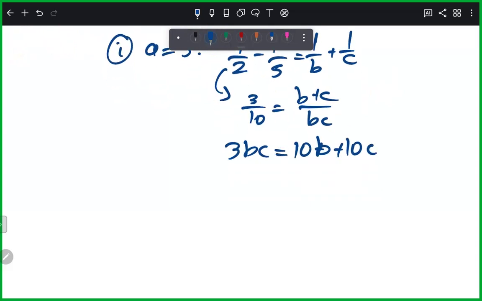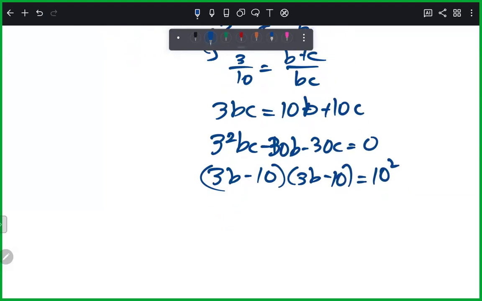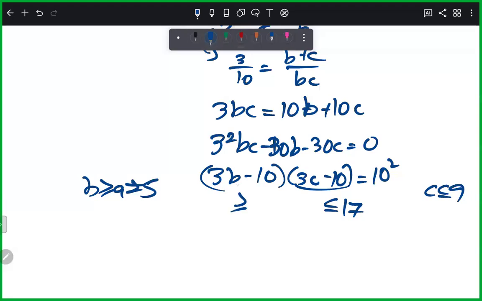Multiply both sides by 3, and then subtract right from the left. We get 3 squared bc minus 30b minus 30c equals 0. Or this is (3b minus 10)(3c minus 10) equals 10 squared. So since c is less than or equal to 9, 3c minus 10 is less than or equal to 17, and b is greater than or equal to a, and a is 5. This is greater than or equal to 5.